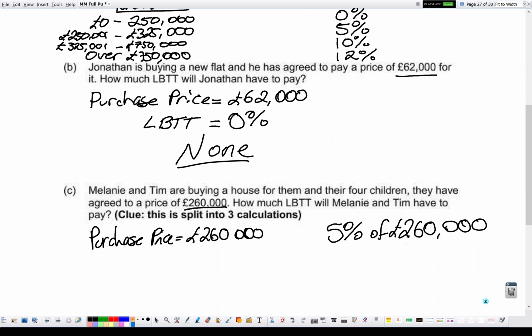No, that's ludicrous. That's so much money. That's not how you do it. It's not as bad as that. So what you have to do is you do not get charged any tax up to £250,000. So all we have to work out is how much more is our price than that threshold of £250,000. Okay, it's fairly obvious to see that that is just a difference of £10,000.